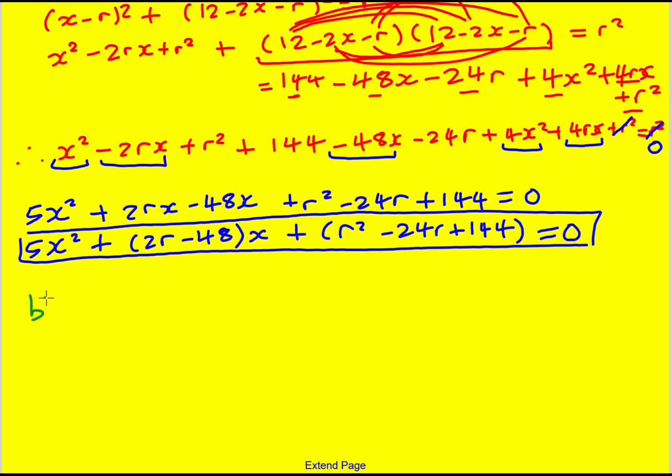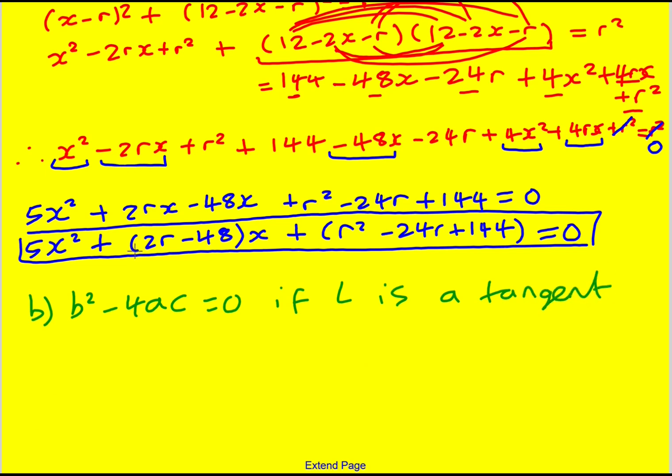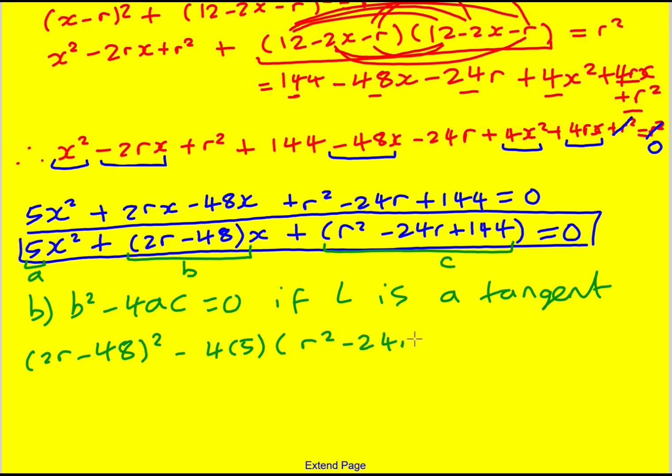So this is part B. B squared minus 4AC equals 0 if L is a tangent. Okay, this here is B, and this here is C, oh, and this is A. So (2r minus 48) squared minus 4 times 5 times (r squared minus 24r plus 144) is equal to 0.